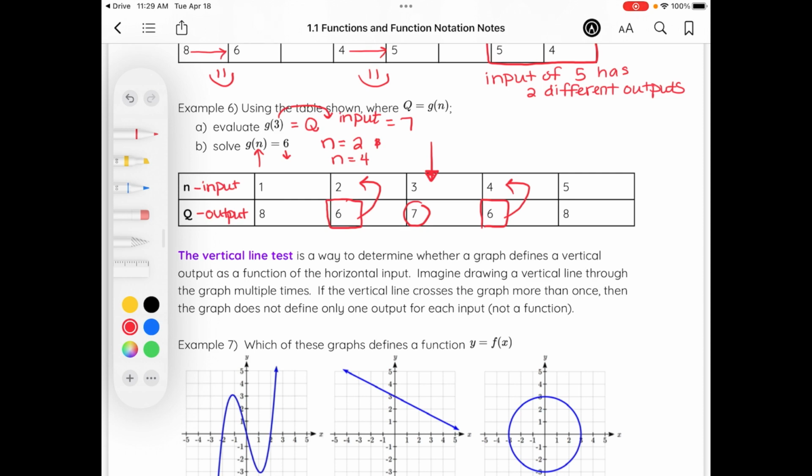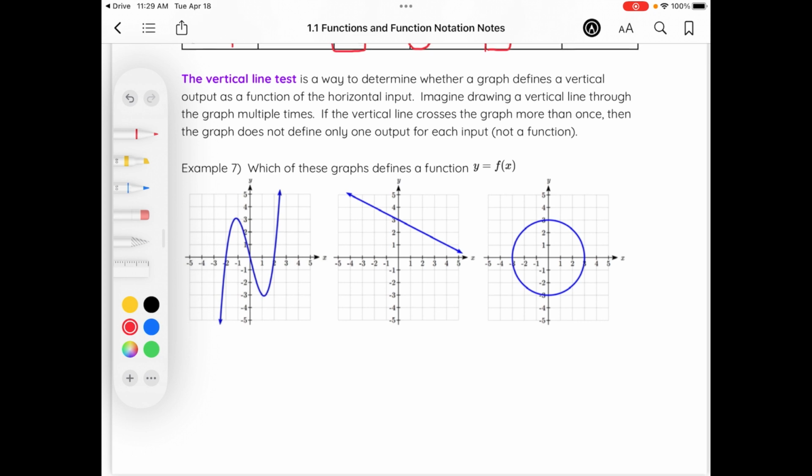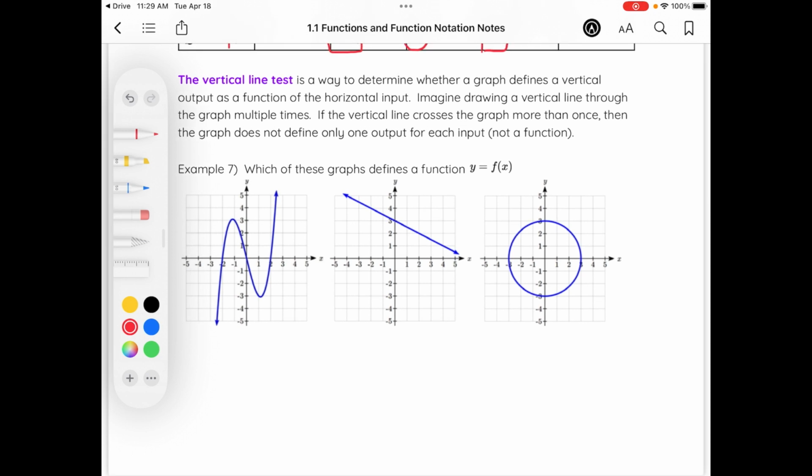Another way we can talk about functions and function notation to determine if something is a function is the vertical line test. It's a way to determine whether the graph defines an output as a function of the horizontal input. So imagine drawing a vertical line through the graph multiple times. If the vertical line crosses the graph more than once, then the graph does not define only one output for each input, and therefore is not a function.